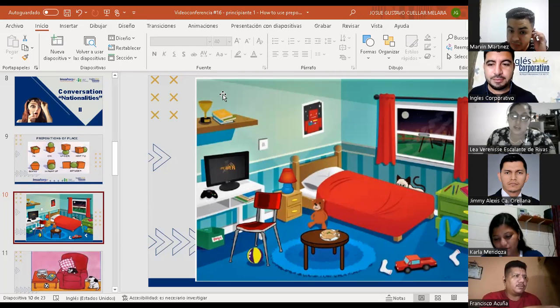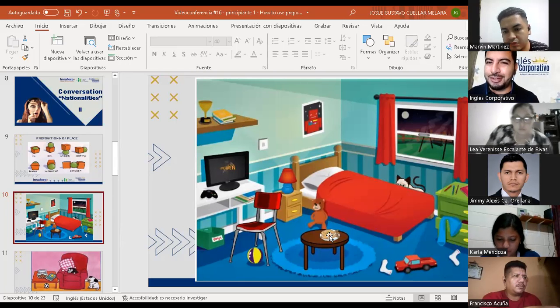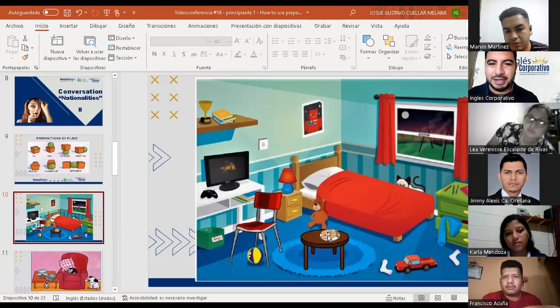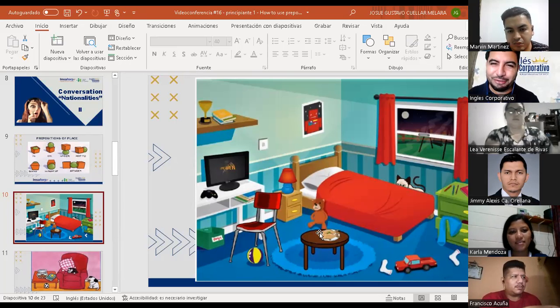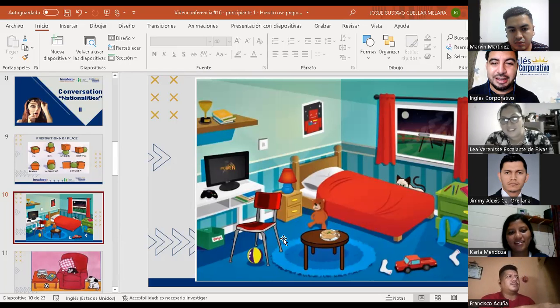The fish are on the table. Yes, the fish, bien dicho, the fish are on the table. Aquí están los pescados fritos. No sé quién deja pescados fritos ahí, pero bueno. Okay, let's listen to Carly and Francisco.